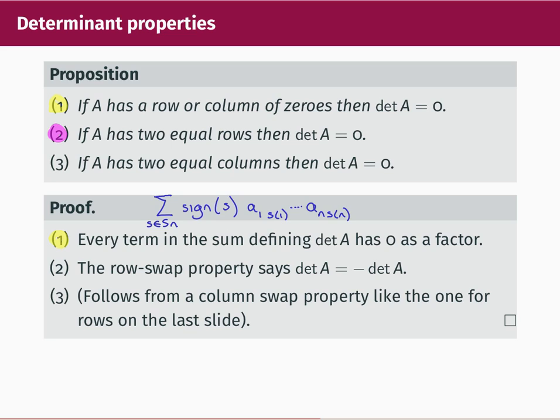if a matrix A has 2 equal rows, then its determinant is 0. That follows very easily from the row swap property. The row swap property says that if you swap 2 rows of a matrix, then the new matrix has determinant minus the determinant of the old matrix. But if we swap the 2 equal rows, then we get the same matrix. So the row swap property would tell us that the determinant of A is equal to minus the determinant of A.